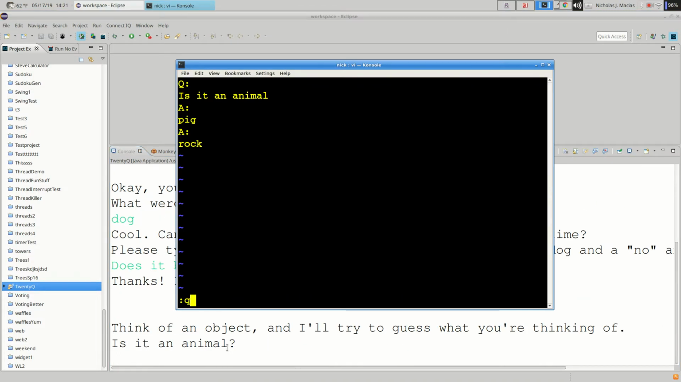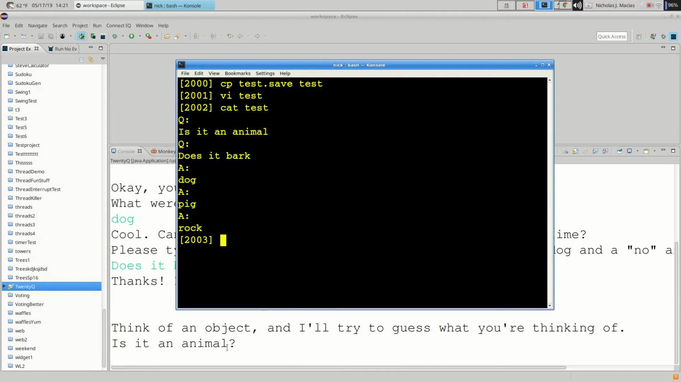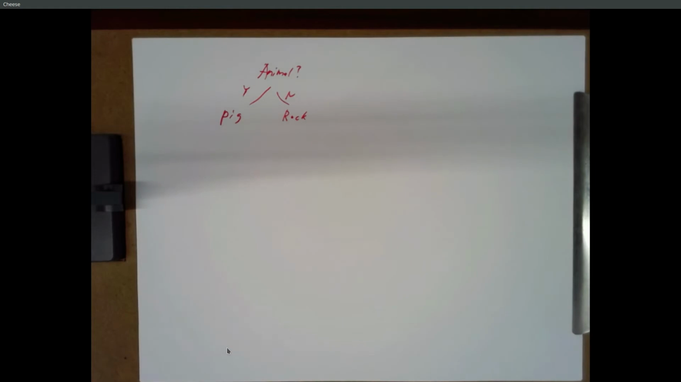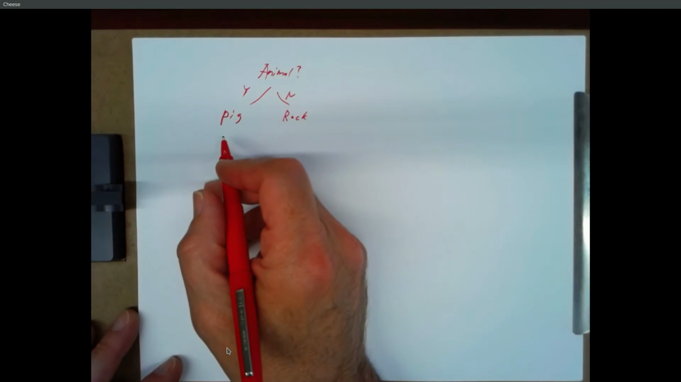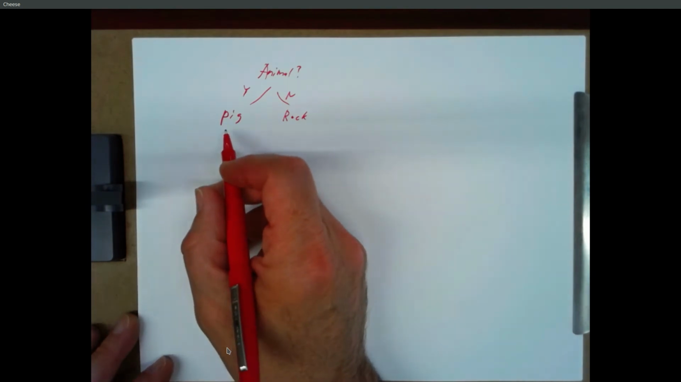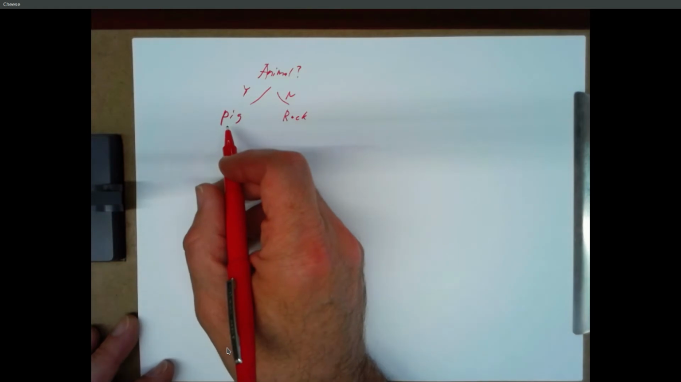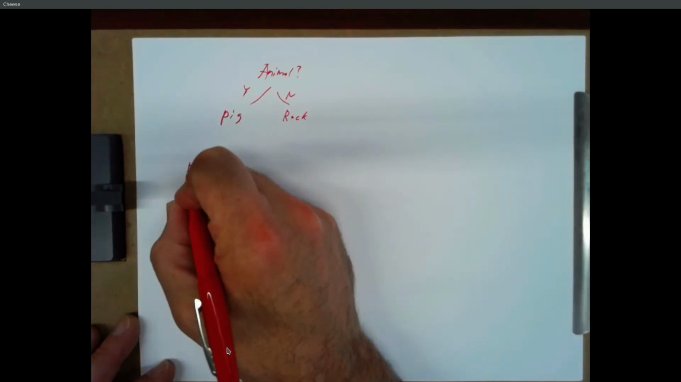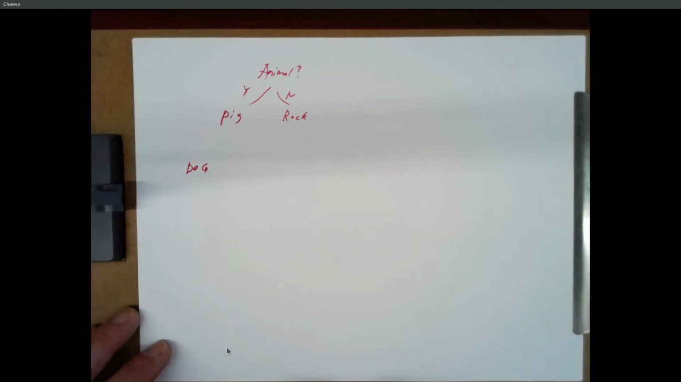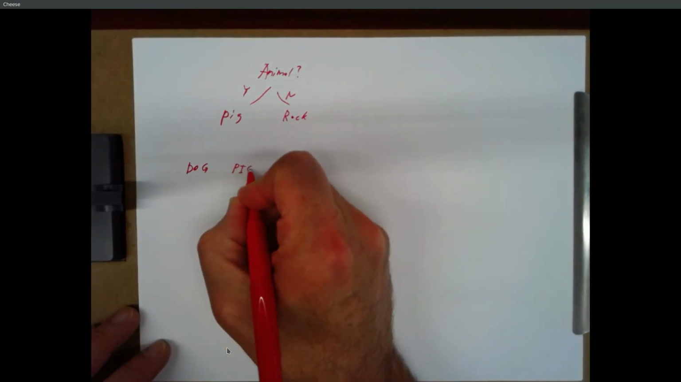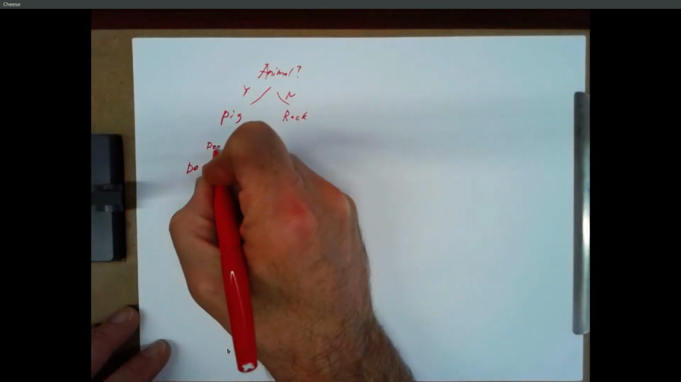So now if we look at this file, it's gotten bigger. It has 2 questions in the top and then 3 answers after that. Is it an animal? Does it bark? Dog, pig, rock. Interesting. Like nested. Kind of, yeah. So what happened? It guessed a pig and that was wrong. So it said, what were you thinking of? I was thinking of a dog. And then it said, tell me a question where yes means dog and no means pig. So it was building a little mini tree with the question, does it bark?